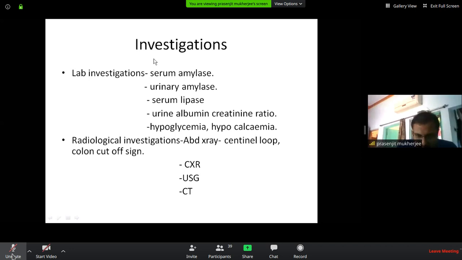CT guided FNAC is not available everywhere. Wherever available, it can be performed, or even if you don't perform, you start using antibiotics. There is not much role of MRCP in case of acute pancreatitis. Okay.